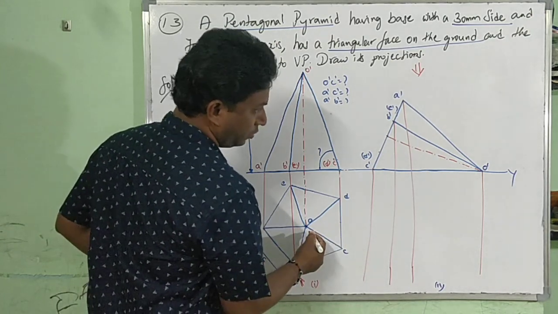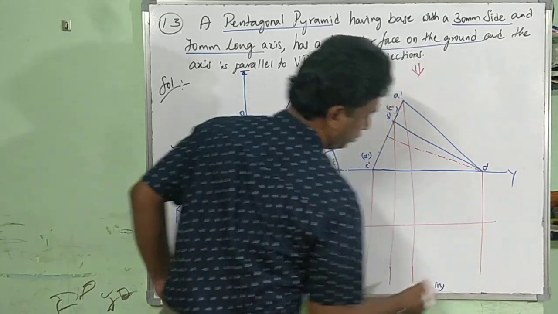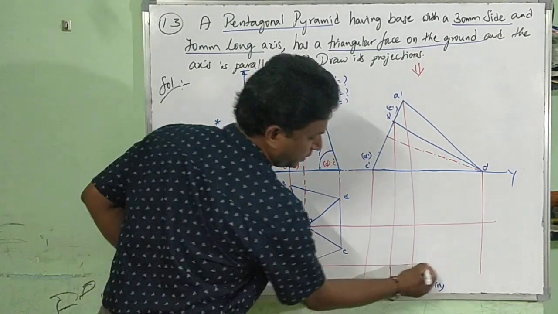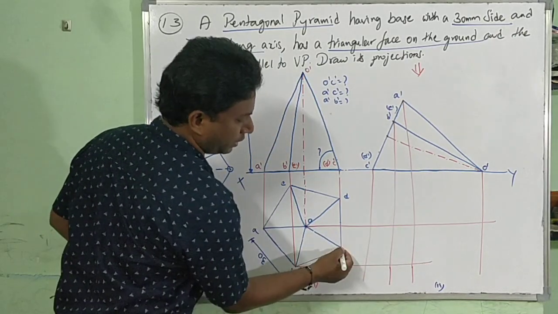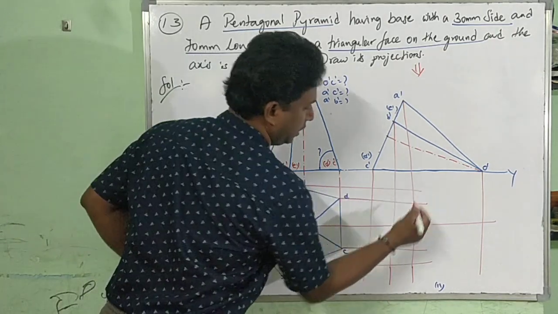Now from here, O is separate. First I am drawing O. And next A, already the same line. B, up to 3 lines, no need to go up to there. C, D, E.